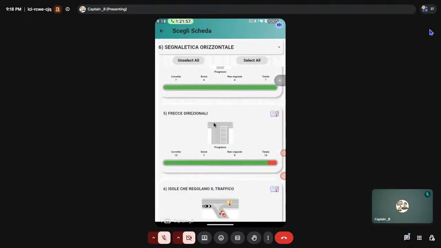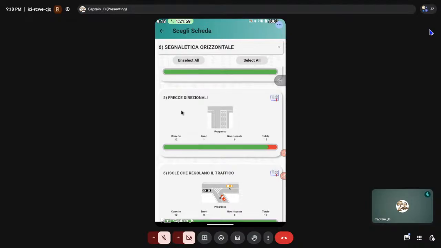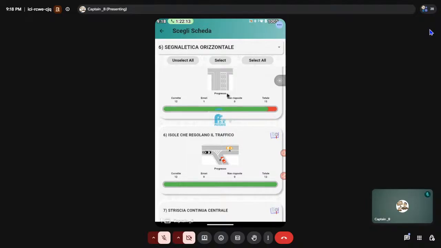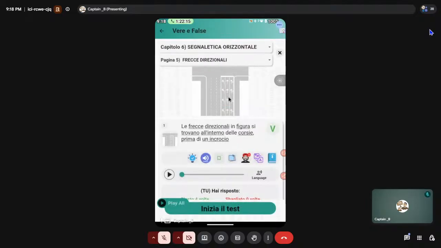Okay? Now, let's look at this frecce direzionale, talking about direction line. This one is number 5. You can zoom your screen, okay? You can zoom your screen, all right? You can zoom your screen and then you will see clearly.